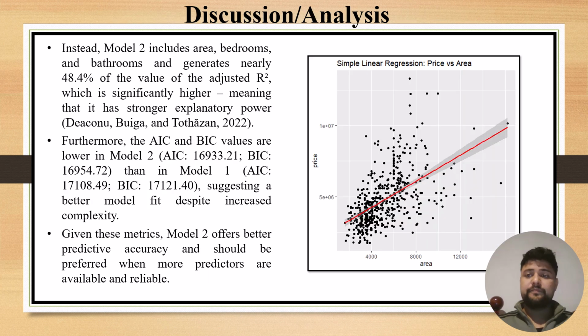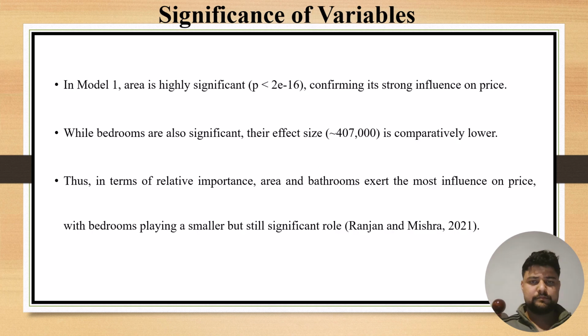Then the discussion. In order to compare predictive performance, the key metrics were assessed for the simple linear regression model and the multiple linear regression model, Model 2. Model 1, which uses area alone, has an adjusted R² of 0.286, which means that this variable predicts about 28.6% of the variation in house prices. And the significance of variables.